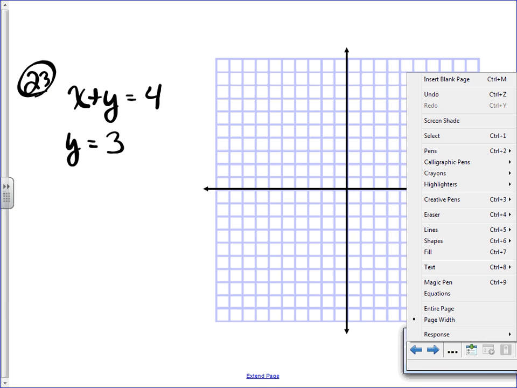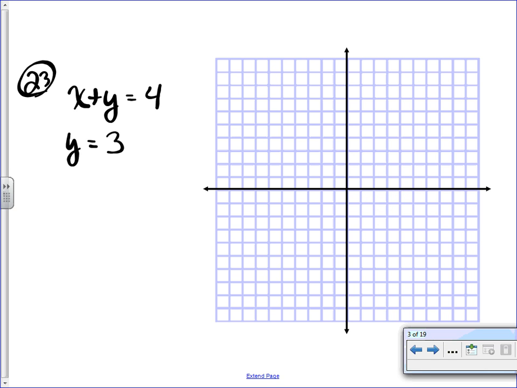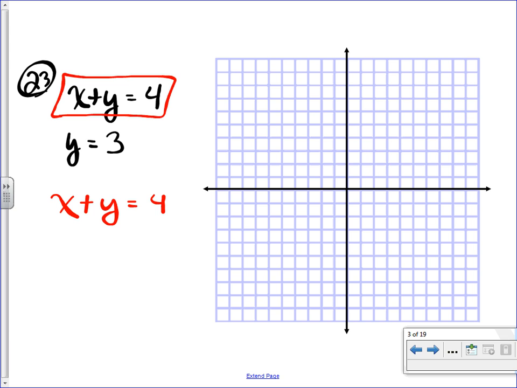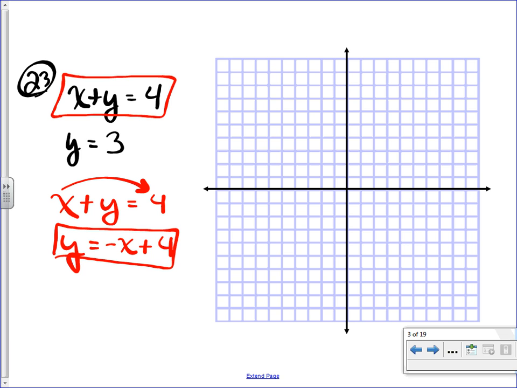All right, the next couple here, same thing, except this time they didn't give us the equation in slope-intercept form. We have to convert it. So I'm going to take that one and write it in slope-intercept form, which in this particular case shouldn't be too difficult. All it requires me to do is move the x to the other side. And when I move that x to the other side, it goes from being a positive x to a negative x. So this is what I'm going to be graphing for that first equation.